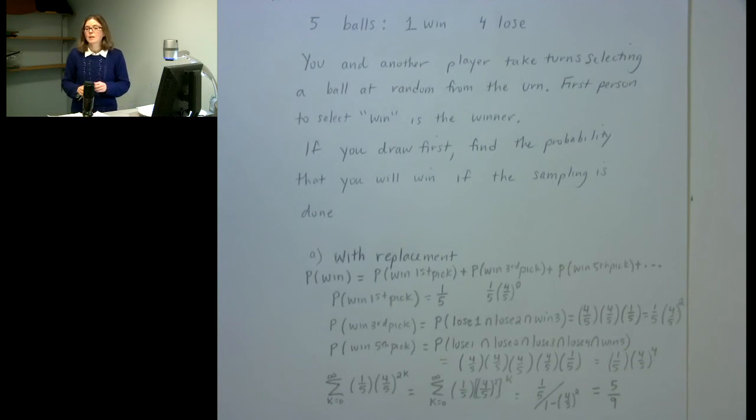Yes? Why is it 2k? Why? Does it mean if you were to win on the second? You can't win on the second pick, right? You pick first, then the other player picks, then you pick again. So you can't win on the second pick, or the 4th pick, or the 6th pick. You can only win on the 1st, the 3rd, the 5th, the 7th. Okay.